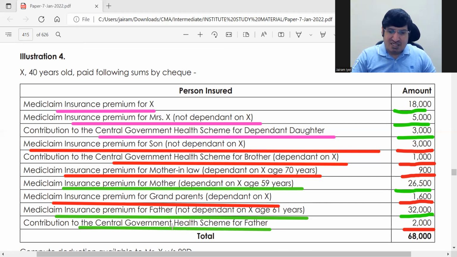Because your CGHS is also actually kind of like mediclaim. What happens in mediclaim is that if you are admitted, hospitalized, the treatment will be free. So in CGHS, for central government employees, they have to pay some contribution like mediclaim only, but their contribution is much lesser, and then if they have any contingency the treatment is free for them. That is contribution to the central government health scheme. So it is either mediclaim or CGHS, one of the two. This is also like mediclaim.